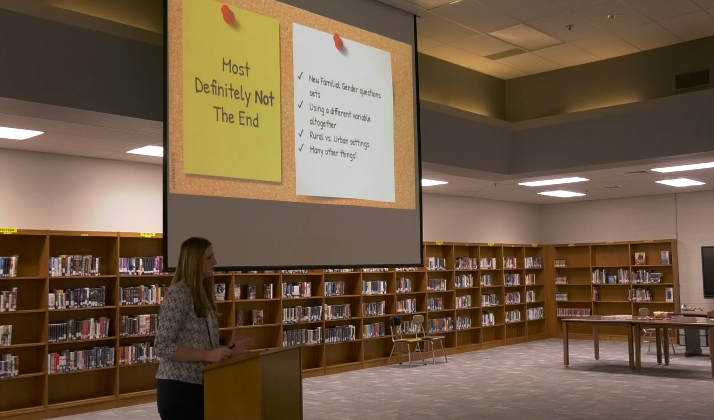We could create new familial gender question sets, and we could include things like childhood best friends or gender of your dog when you were growing up, and see if that affects how you look at your students. You can use a different variable altogether, like socioeconomic status. That would be a really interesting survey as well. You compare a lot of things with the ABI to create a reference back to what they believe is causing the failure or success of their students.